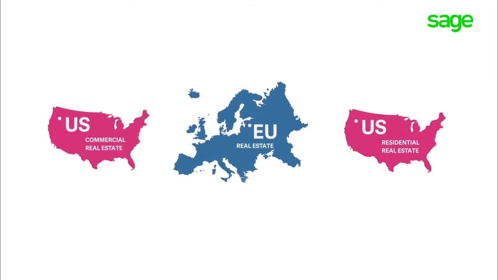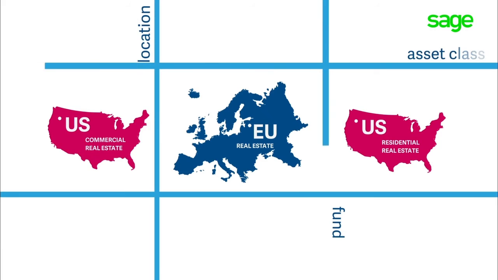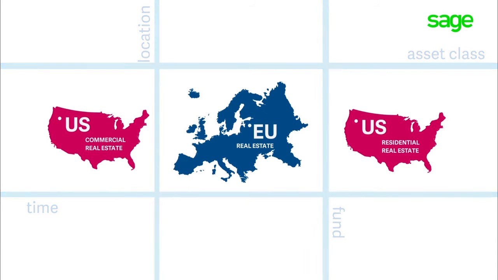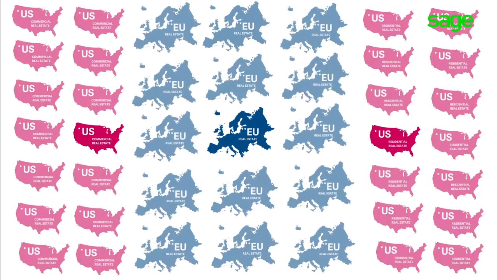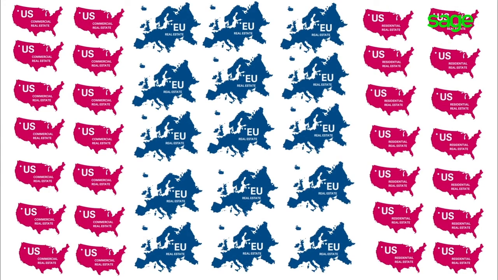With a consistent view across all the funds, they can continue to slice and dice by fund, location, and asset class, including foreign funds over time, all with no IT support. With dozens or even hundreds of funds, the process is the same.